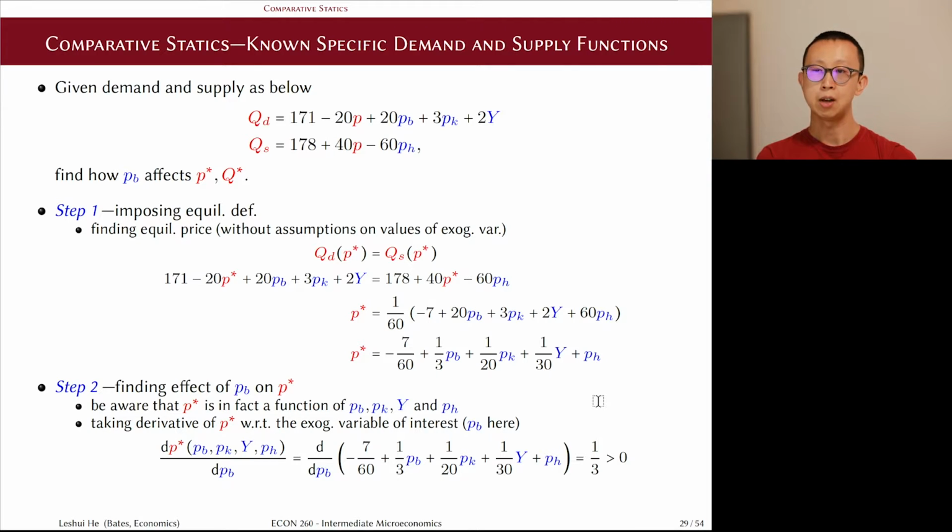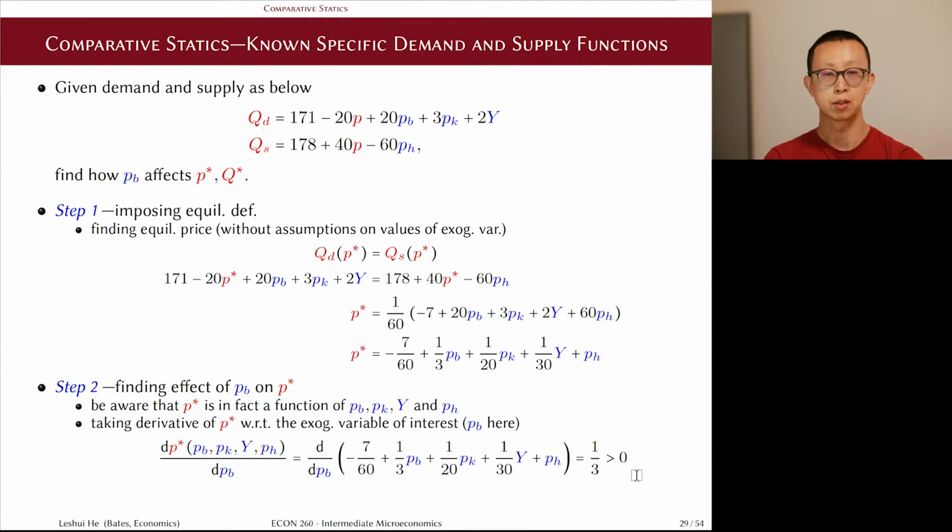To understand how a $1 increase in the price of beef will change the equilibrium price while all the other things are held constant, we can just take a derivative of the equilibrium price with respect to the price of beef. And as a result, because we're holding the price of chicken, income level, and price of hogs constant, the only thing that changes in this expression is only here. So the derivative is only 1/3.